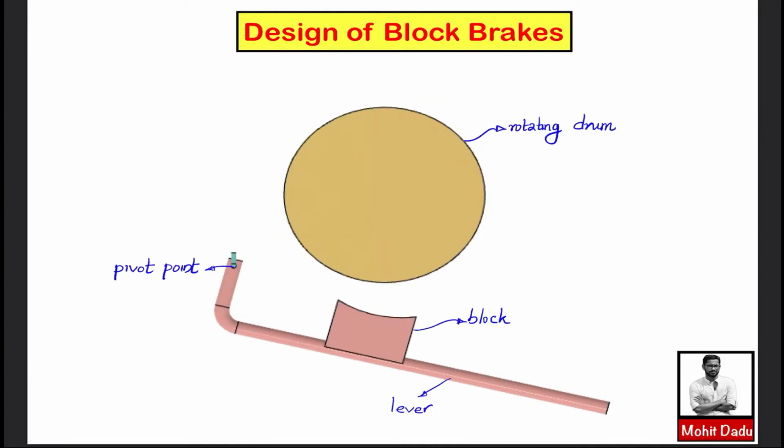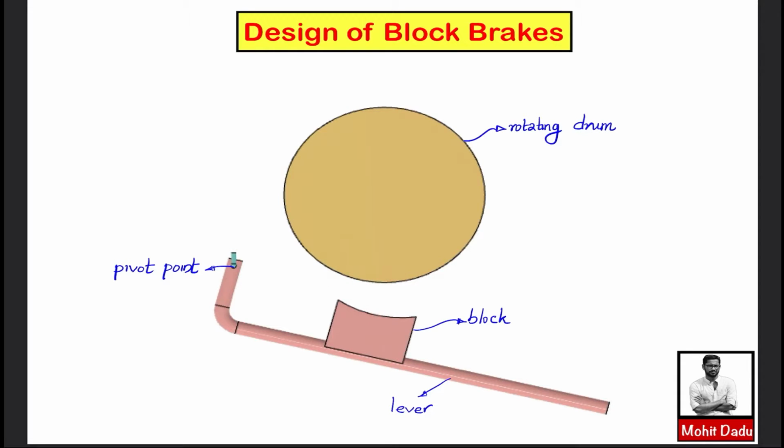Hello everyone, in the last video we saw the classification of mechanical brakes, and in this one we will be studying the design and analysis of block brakes in detail. It consists of a rigid block of frictional material which is attached to a lever that can be moved about this fulcrum point to make contact with this rotating drum, so that the kinetic energy possessed by the rotating drum can be converted into heat energy, or its speed can be reduced with the help of the friction that is generated at the friction surface by making contact.